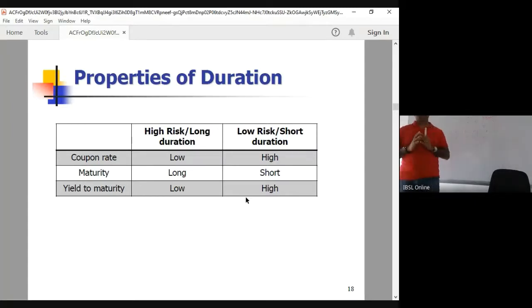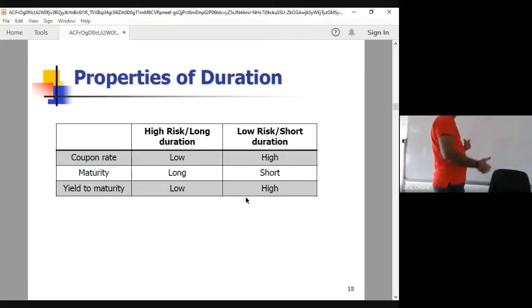Why is that? It's a simple concept. Because ultimately, if you are getting paid back something more, which is the high coupon rate, that means your risk is less. Your repayment is faster. If I lend somebody money, and instead of paying me 10 rupees every month, he's paying me 20 rupees every month, my risk is low because I'm getting my money faster. And my duration is less also, because the actual term over which I'm being repaid is shorter. So I'm having a lower risk.